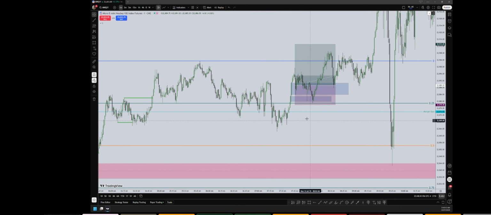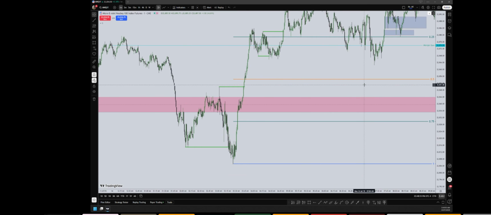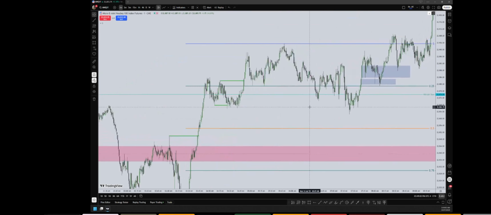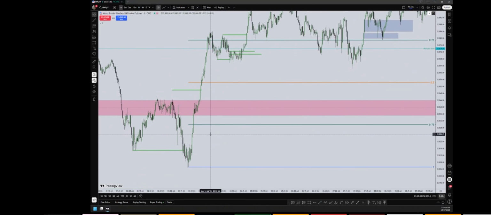I took 50 points in London from that inversion. I'm not sure where exactly I entered, but I was amazed it worked because I was testing something. I think I took profit past that consolidation on the right. I think my entry was lower, above that FVG. Anyway, it was a really good trade.